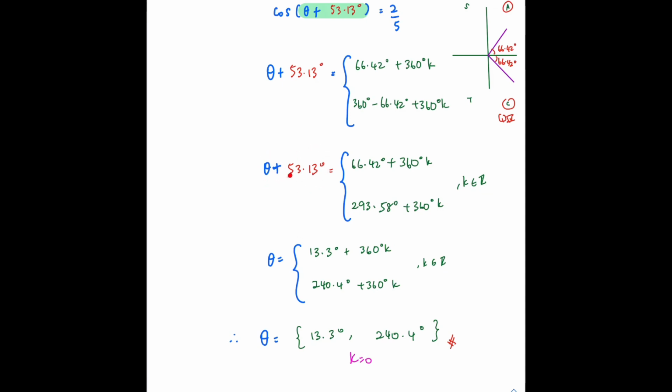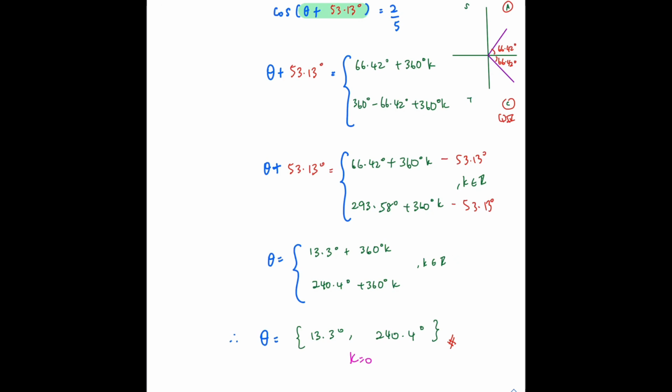You have theta plus an angle here. So the way to get rid of this is just to minus it from your right-hand side. Okay, so minus 53.13 on both sides, so you'll get theta here. So let's solve this: 66.42 degrees minus 53.13 degrees. This is 13.3 degrees plus 360 degrees K. And another one, 293.58 degrees minus this angle here plus 360 degrees K, where K is an integer. So this is your general solution of the question.